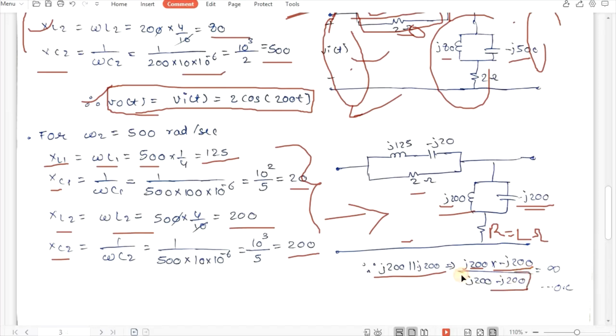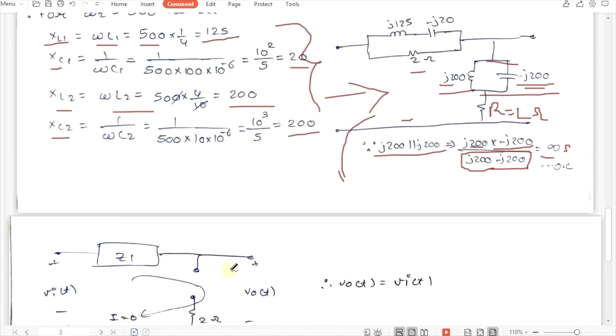So the denominator will be 0. Anything divided by 0 is infinite, and an infinite ohm means that this part is open circuited. So our modified circuit will be somewhat like this.